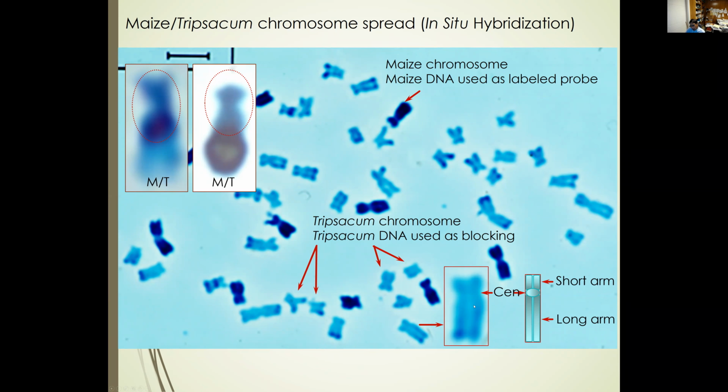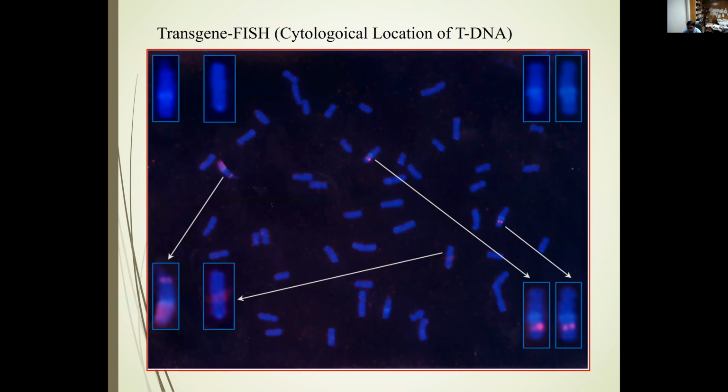And here you see nicely there are two chromatids, and this is the centromeric position, and this is the diagrammatic representation of that chromosome. With a transgene, you can identify and locate where it is located in the chromosome.